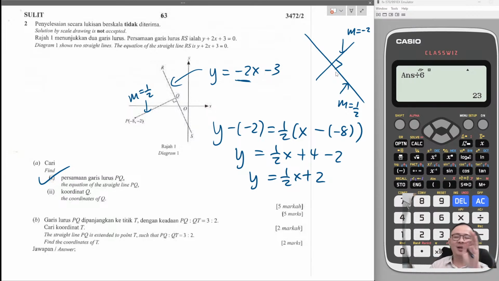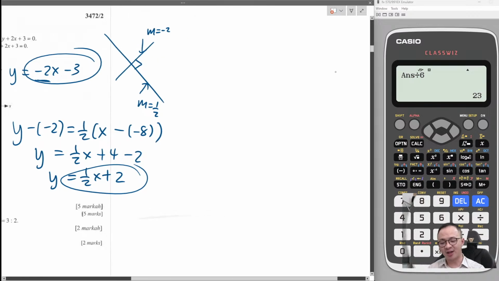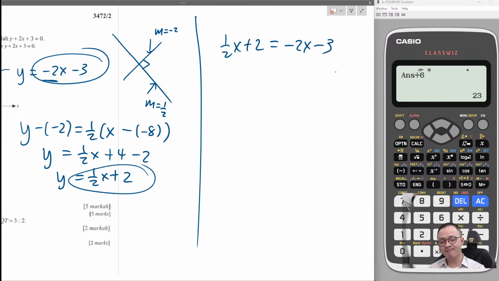And this works even if it's a curve, you can apply the same concept. If this is a cubic equation and you intersect with a straight line, you might intersect at 3 points, 2 points, or even 1 point. It very much depends on the situation. But in this case, I have two equations, so I sub into each other. Half x plus 2 equals negative 2x plus minus 3. So 5 over 2 x equals negative 5. Then x equals negative 2.